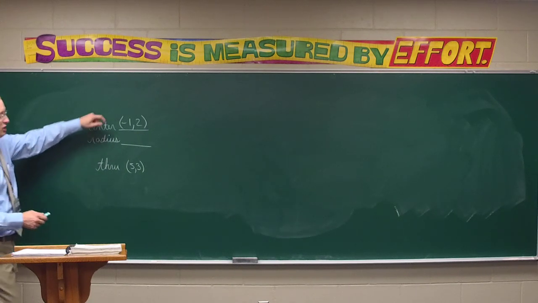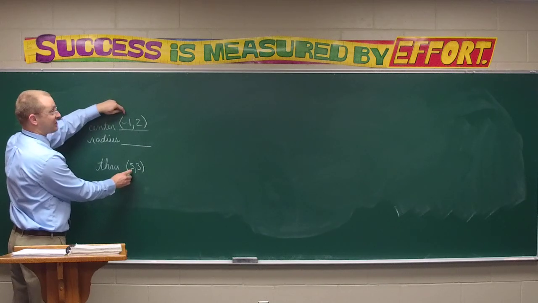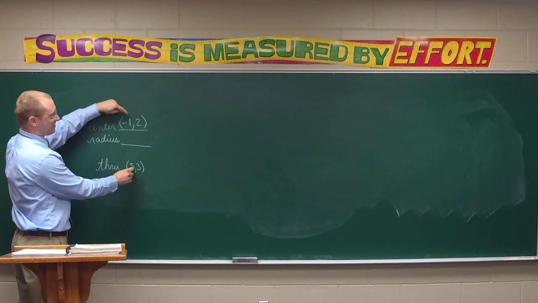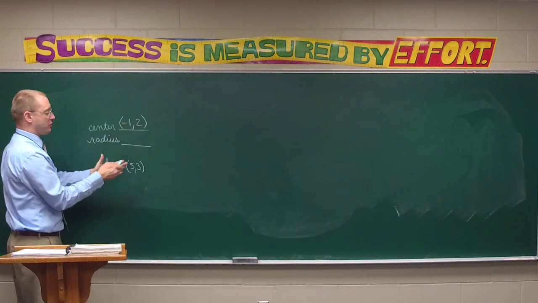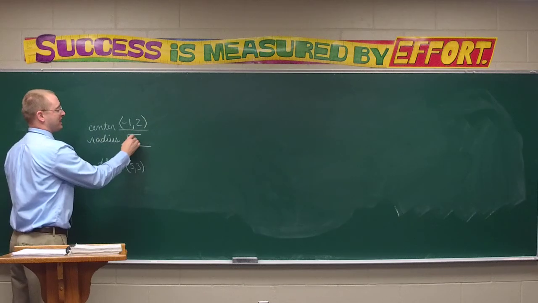Careful. We find a change in x: 6 squared, 36. Change in y: 1 squared, 1. And we add those together to get the square root of 37.